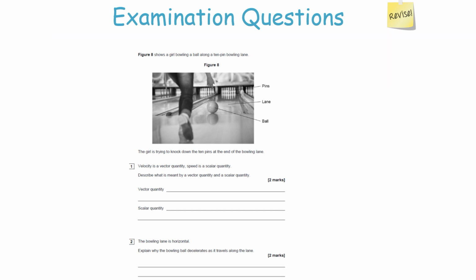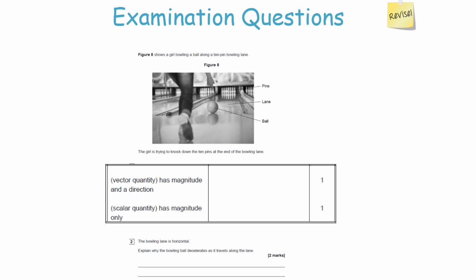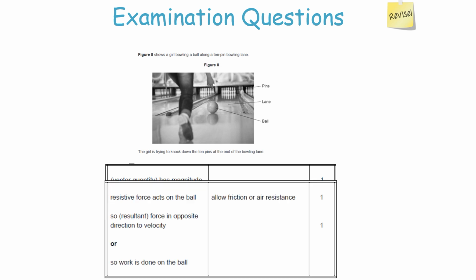Right, it's extremely important you know the definition of a vector and of a scalar. So a vector is a quantity which has a magnitude, a number, and a direction, while a scalar quantity has only a magnitude. Now in the second question, it's telling us that the bowling ball is decelerating as it travels down a lane. It's important to be aware that deceleration and acceleration is only caused by a resultant force. Because it's decelerating, it's indicating that the resultant force is in the opposite direction to the motion of the object. So therefore this resultant force must be a resistive force, such as air resistance or friction.